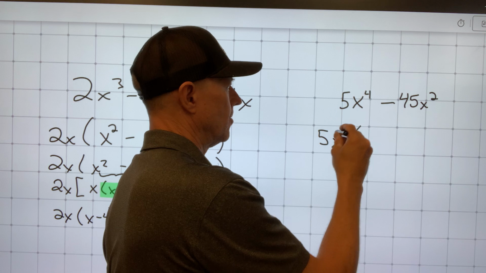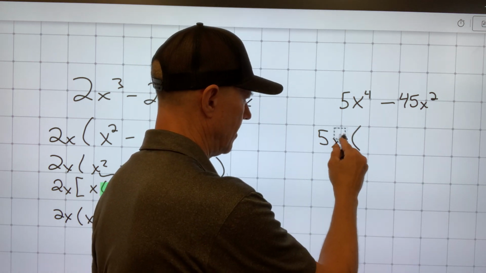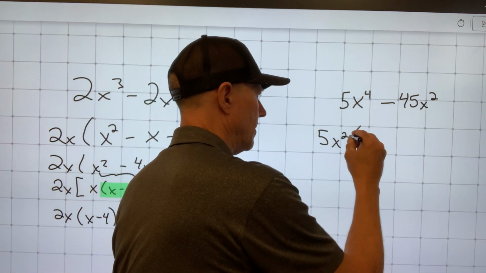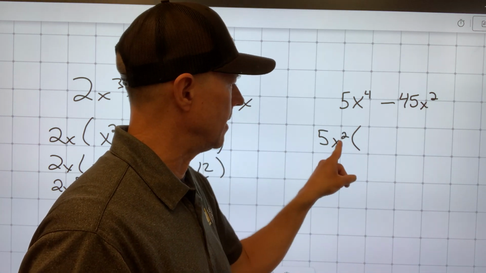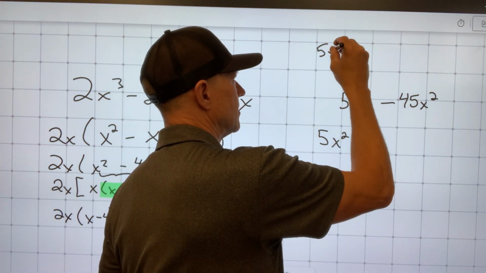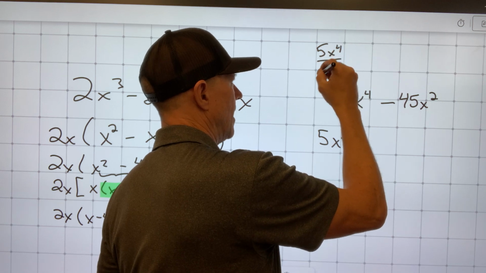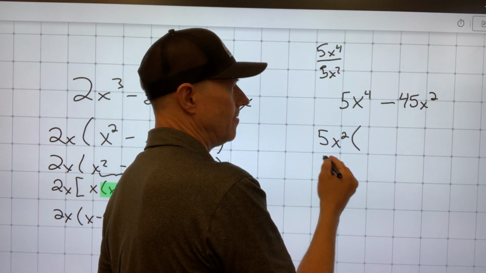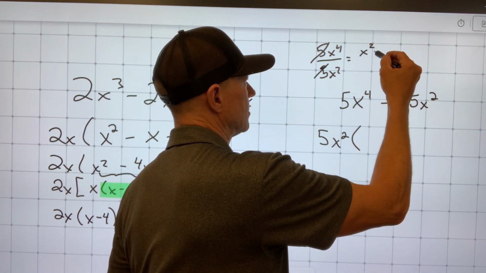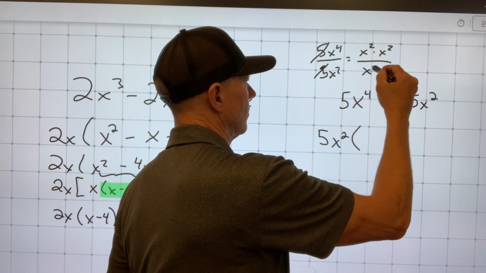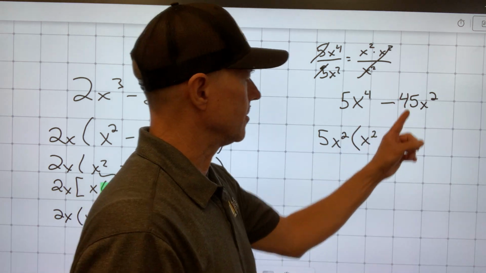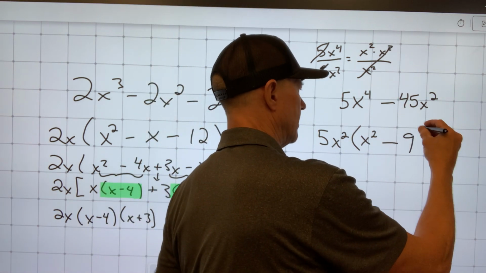Well, 5x to the 4 divide, whoa, why did I write a 5 there? That was weird. Oh, it was a 2, wasn't it? I was thinking ahead to the 5. Sorry, my bad. This is the largest powered x, so x squared. Now, what goes here? One way you can think of it is you're taking this 5x to the 4 and dividing it by 5x squared. The 5s knock off, and then x to the 4 is x squared times x squared, those knock off, so you're left with an x squared. Doing that same trick here, 5 goes into 45 9 times, and the x squareds cancel.